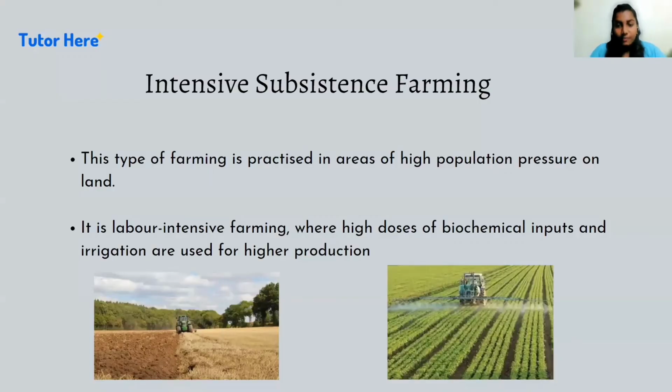Intensive subsistence farming. It is practiced in areas of high population pressure on land. It is labor intensive farming. Yield per hectare is high because high doses of biochemical inputs and irrigation are used. The size of the land holdings is small and uneconomical. Farmers take maximum output from the limited land by raising 2 to 3 crops in a year from the same land. That is, multiple cropping is practiced.